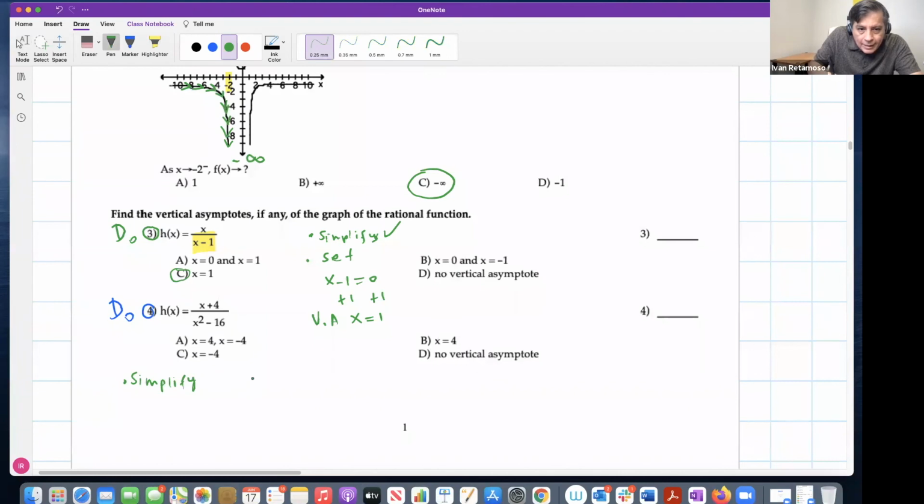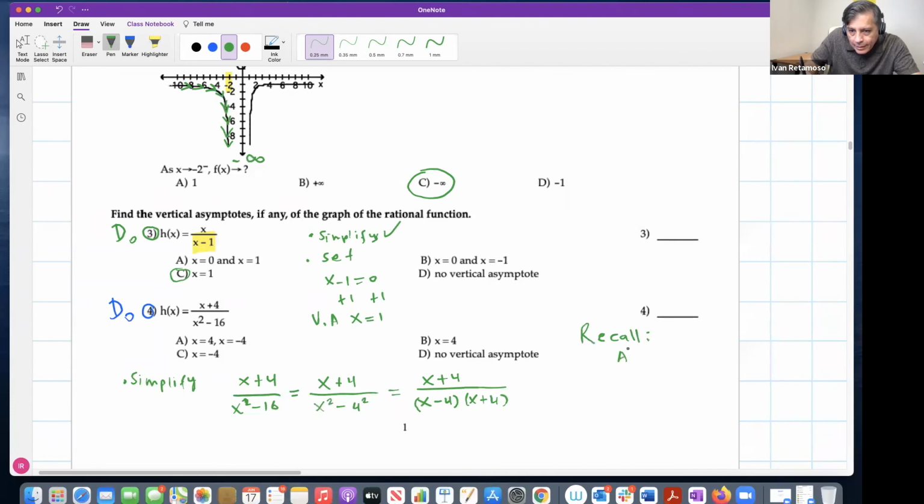If you simplify this, x plus 4 over x squared minus 16, this x squared minus 16 can be factored. You learned this, guys, in previous courses. It's 4 squared, 16. So it factors as x minus 4 times x plus 4. It's called difference of squares. Maybe I should write here, recall: a squared minus b squared factors as a minus b times a plus b.